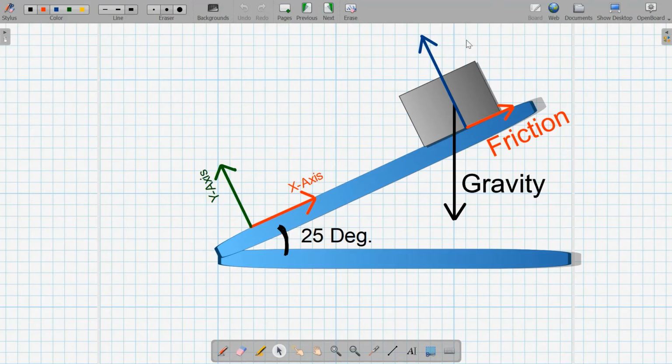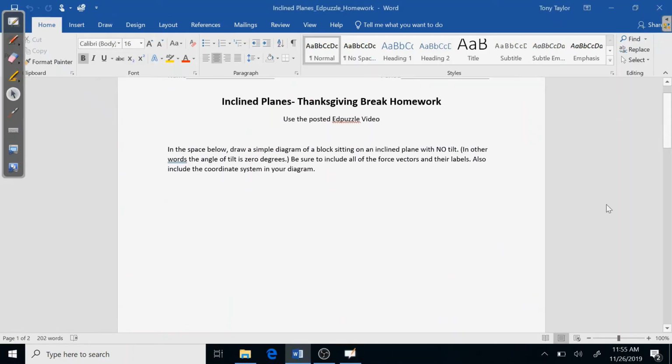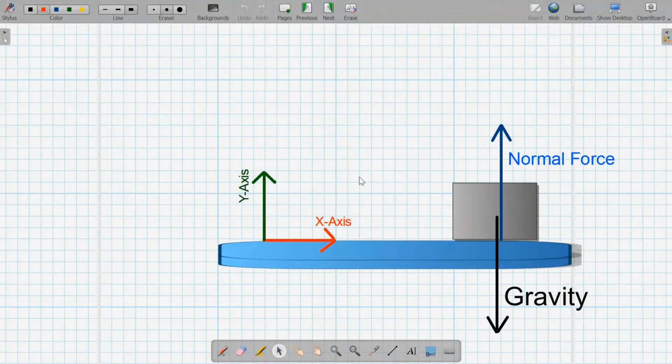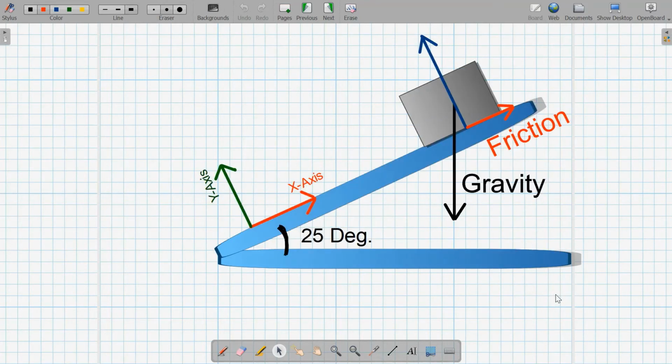Also, guys, whenever you're working on your homework, when a question asks you to draw a simple free body diagram for the block sitting on an inclined plane, this is specifically what I'm talking about. Your free body diagram should look like this for 0 degrees, when there's no tilt. You should only see two forces, a normal force and gravity. This should be your free body diagram for 25 degrees. You should see three forces: gravity, the normal force, and friction.